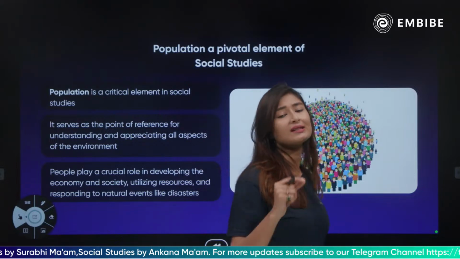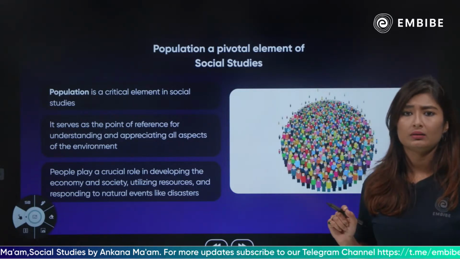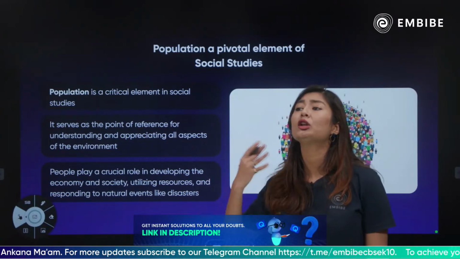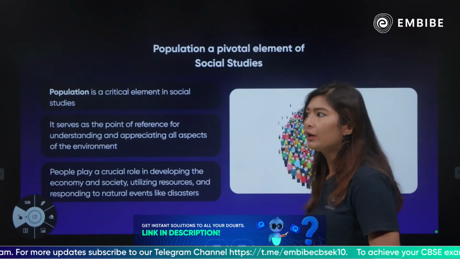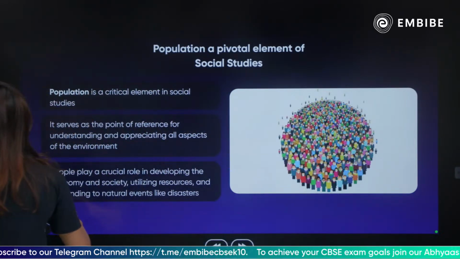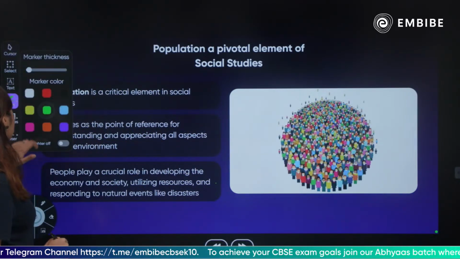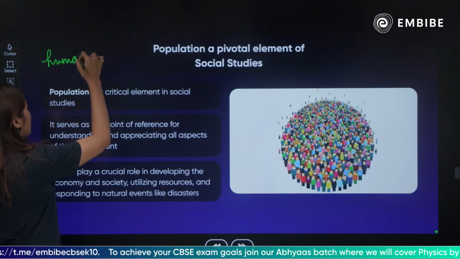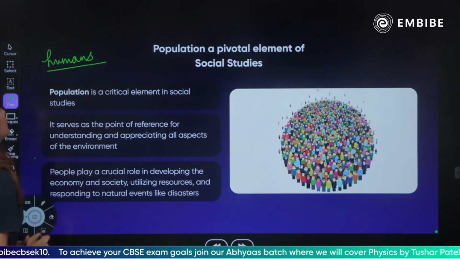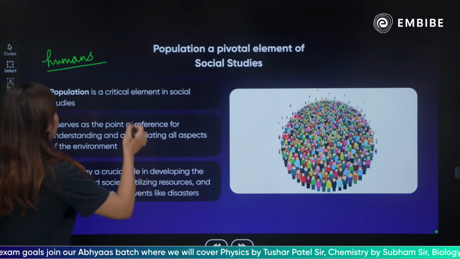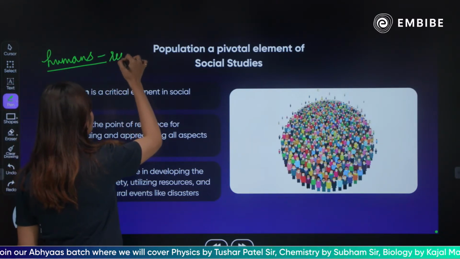Now, population is a very, very critical element. Okay? Population is a very, very important factor in determining a lot of things. Let me tell you a very simple thing, that humans in themselves are very important. Okay? If you talk about the resources, even if you're talking in terms of resources, you guys, humans themselves are a resource, right?